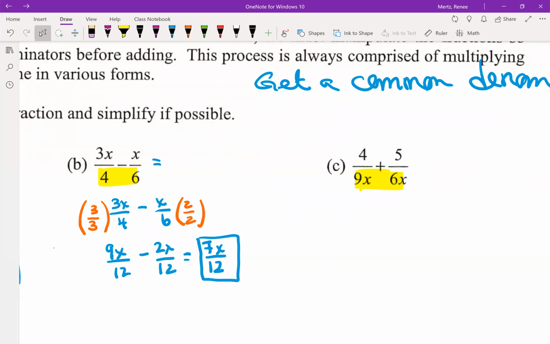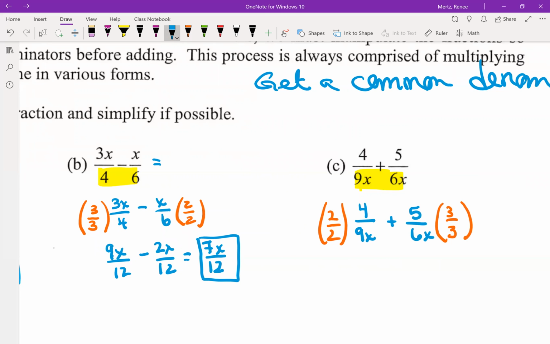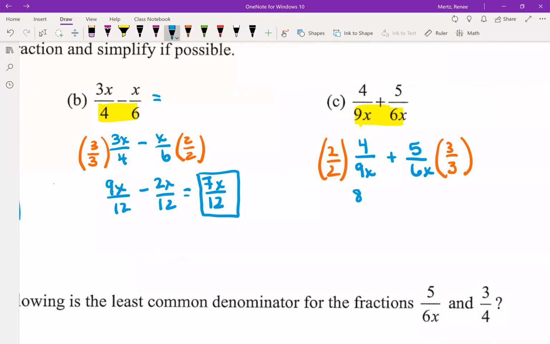How about a 9x and a 6x? So you're thinking what the common denominator would be between a 9x and a 6x. Good, you came up with an 18x, very nice. So 2 over 2, 3 over 3. So we have 8 over 18x plus 15 over 18x equals 23 over 18x. Can that be simplified? Nope. So it's done.